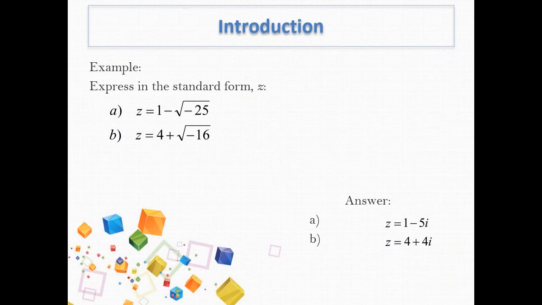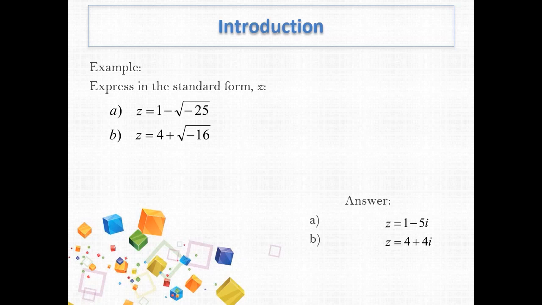Okay, let us try a few examples to test the knowledge that we have learned in the previous slides. Let us look at whether we can apply our knowledge of complex numbers. Here we need to express in the standard form of a complex number.